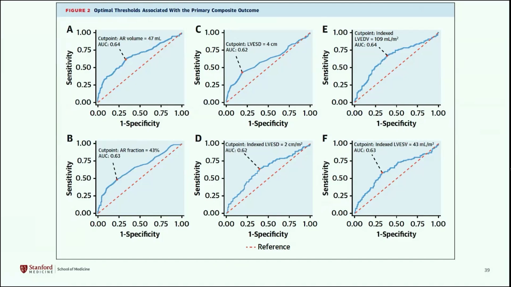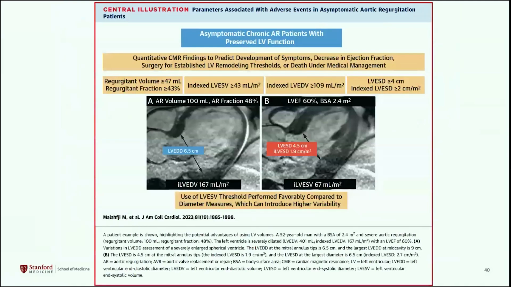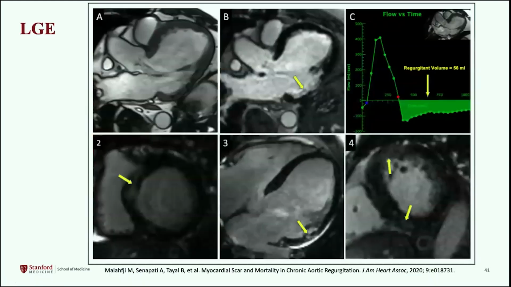So we do have outcomes-based data now with volumetric remodeling. And so their central illustration, to summarize this, just shows us that a regurgitant fraction more than 43%, an end systolic volume index more than 43 are really the optimal thresholds to look at clinically significant outcomes in this patient group. So what about tissue characterization?